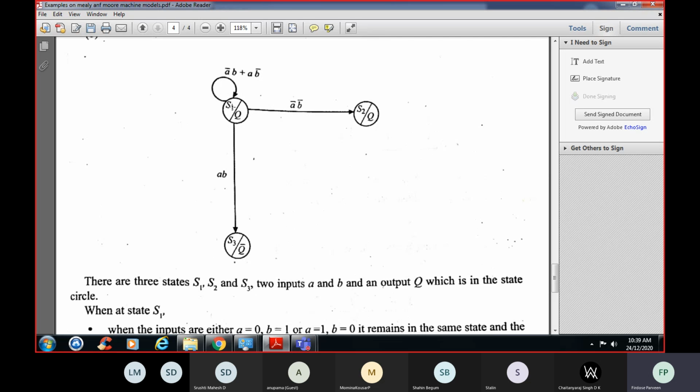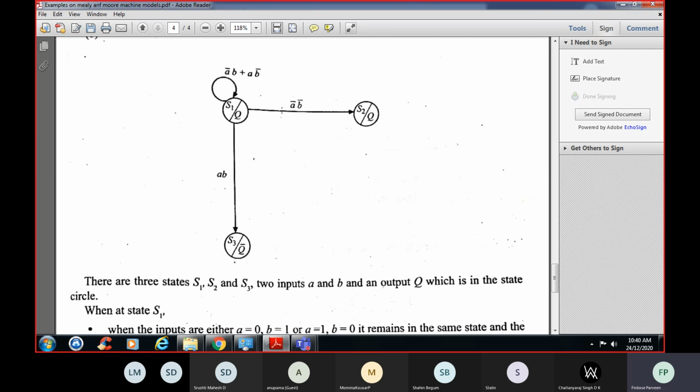How many inputs are we having? We are having 2 inputs, that is A and B, and the output is Q. So when A bar B, that is 0 and 1, the input is 0, 1, it remains in the same state and the output is 1. Q means it is 1. As well, when input is 1, 0, it remains in the same state and the output is again equal to 1.